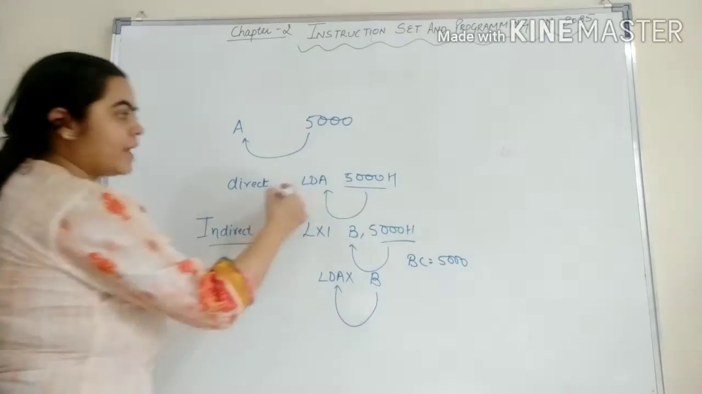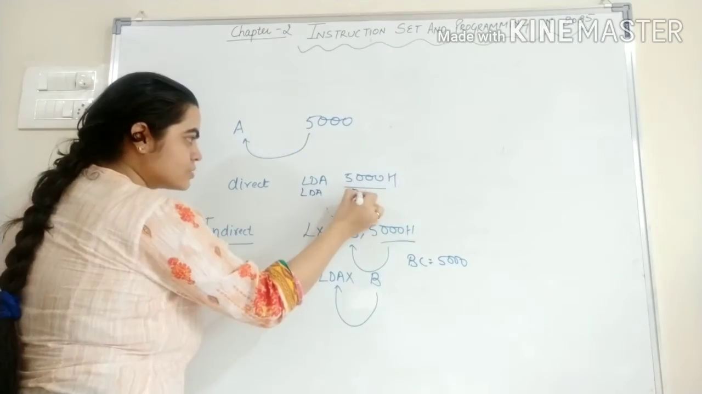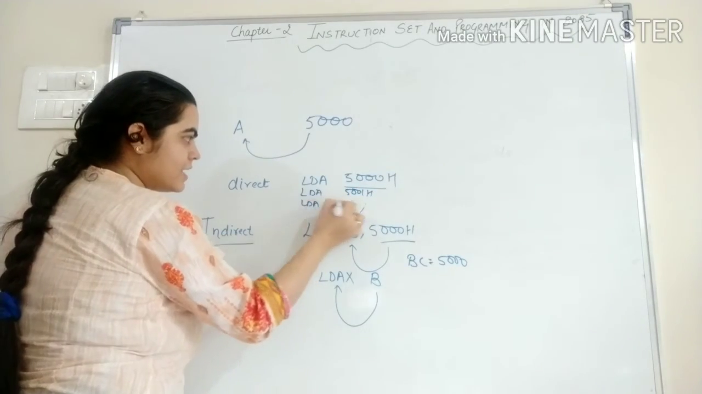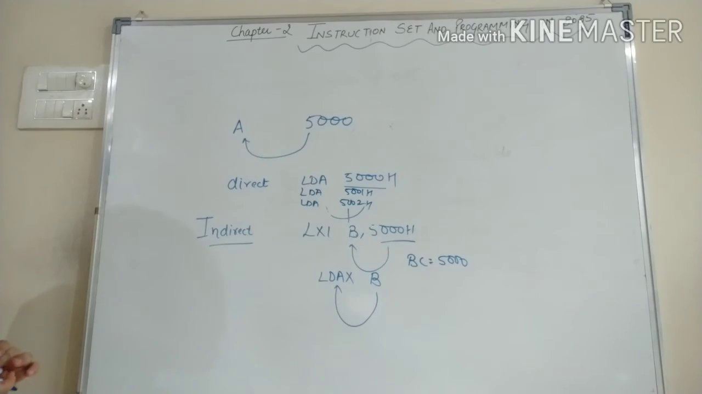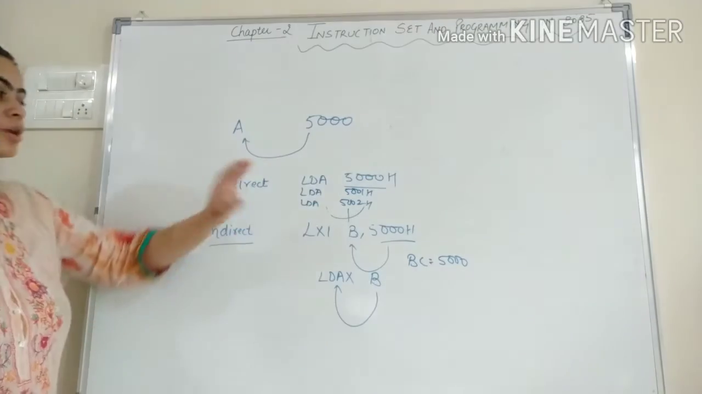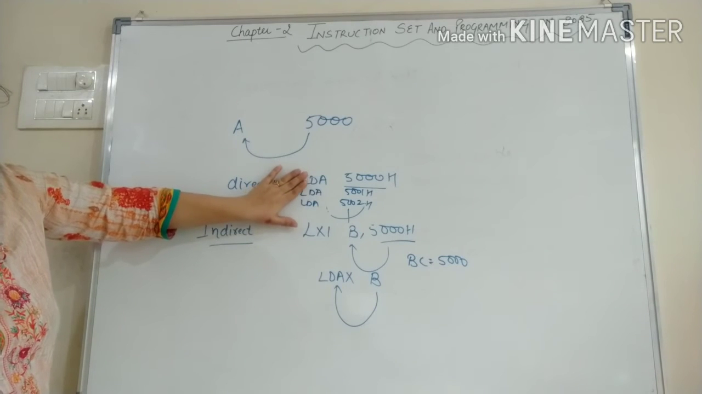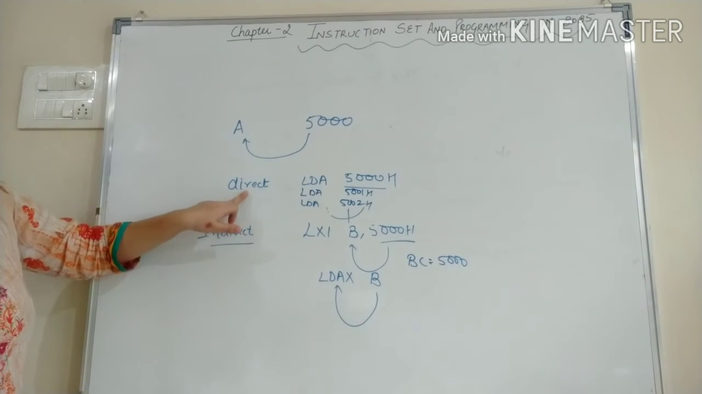So you have to write LDA 5000H, then LDA 5001H, then LDA 5002H, and so on up to 50 locations. That means to load the 50 consecutive memory locations, you have to write 50 lines with the next addresses in the case of the direct addressing mode.